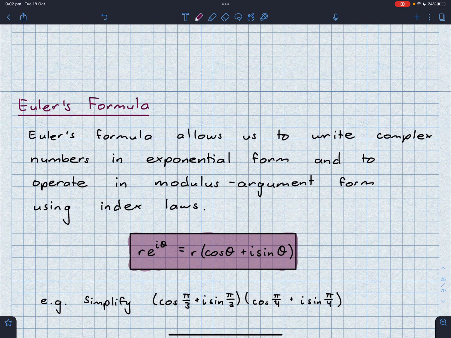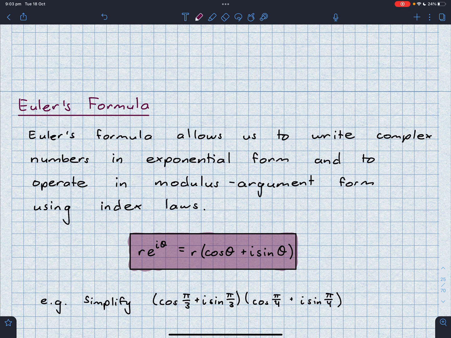Hi everyone. Today we're going to have a look at Euler's formula, which is a way of writing complex numbers in what's called exponential form. So Euler's formula is in this rectangle here, and it says that if we have a complex number in polar form, so we know the modulus and we know the argument, we can write it in exponential form. So re to the i theta, where r is your modulus, theta is your argument.